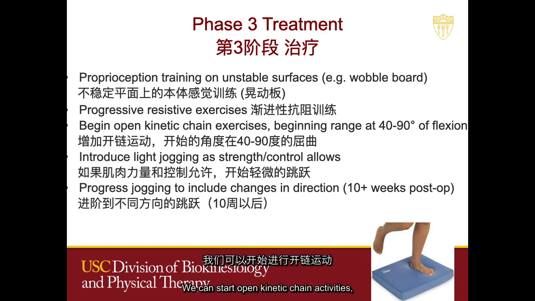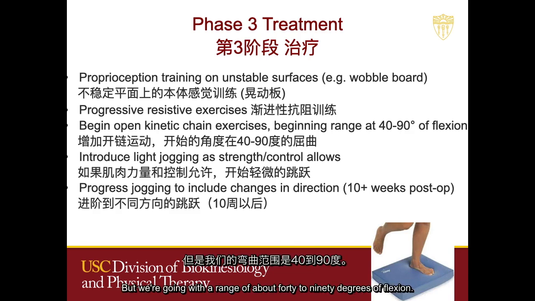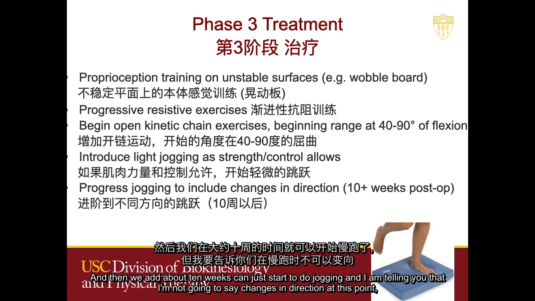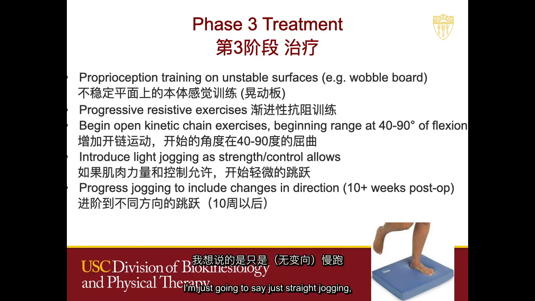We can start open kinetic chain activities, so that's going to be things like a long arc quad, but we're going with a range of about 40 to 90 degrees of flexion. And then at about 10 weeks, we can just start to do jogging. And I'm not going to say changes in direction at this point. I'm just going to say just straight jogging. So that can start at 10 weeks.